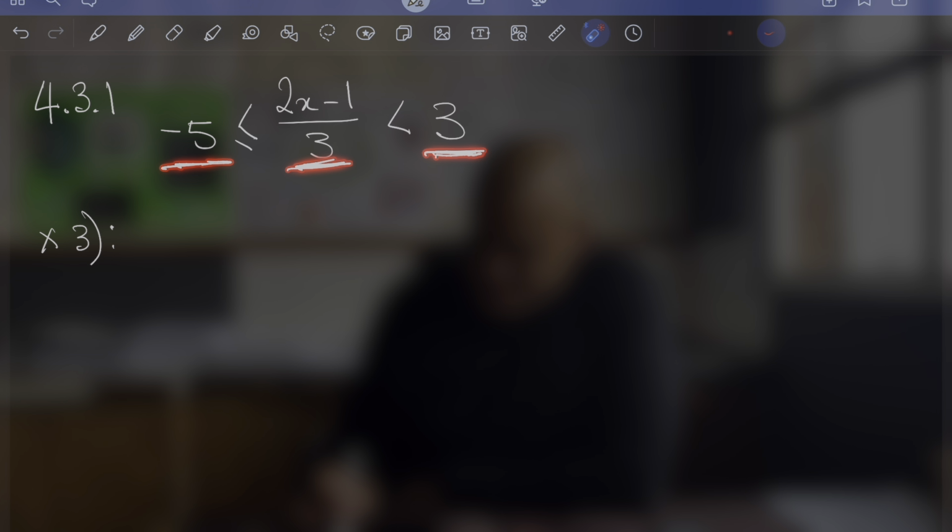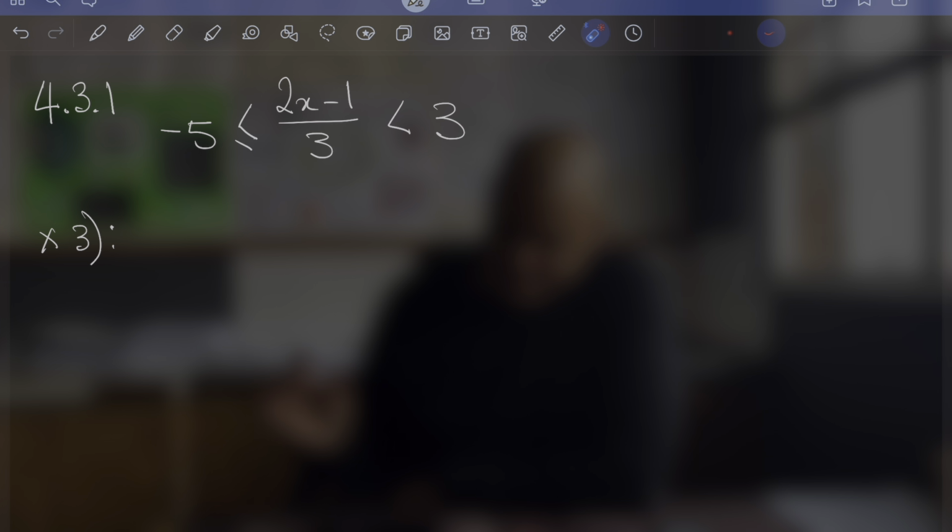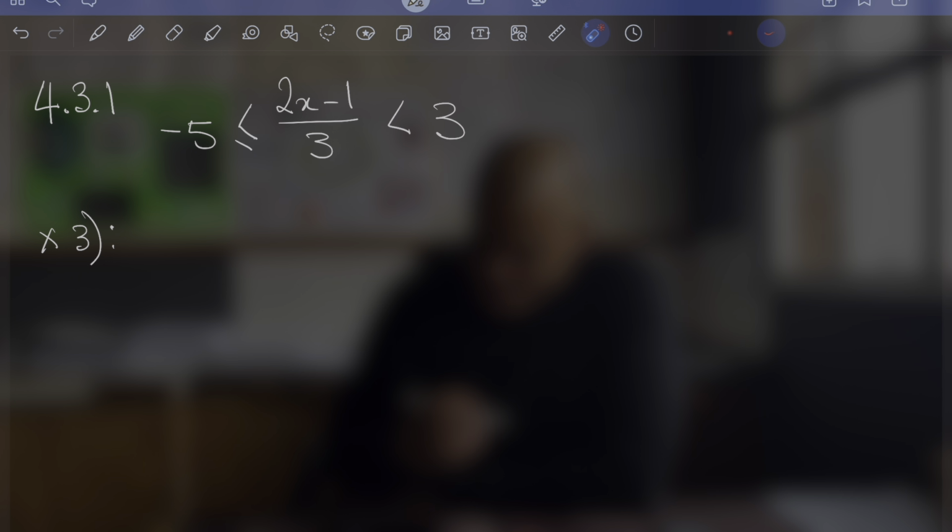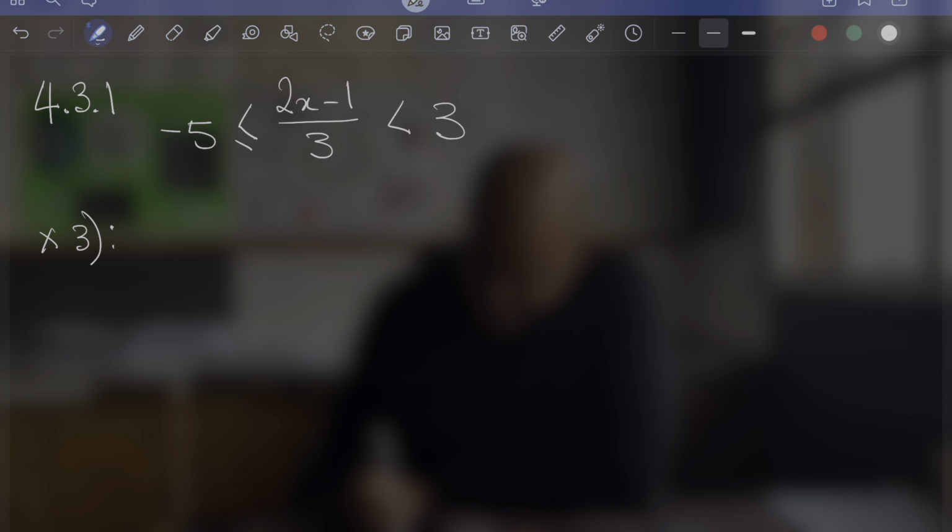Remember, the rules for inequalities are similar to those of equations. So if I multiply this fraction by 3 to get rid of the denominator, I must multiply everything else by that 3 as well. In other words, the -5 must be multiplied by 3, and the 3 must also be multiplied by 3, so I can keep everything balanced. So I'm going to have -5 times 3 is -15.